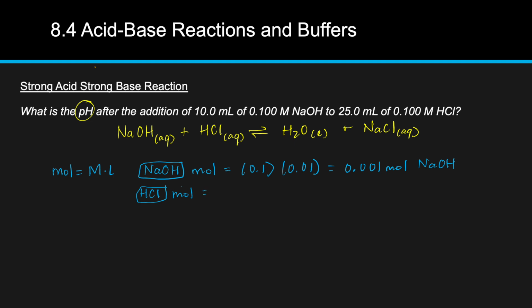And now we're going to do the same thing for HCl. So we're starting with, again, 0.1 molar, but this time we have 25 milliliters, so that'd be 0.025 liters. So for that, we get 0.0025 moles of HCl. So going back to our original idea of limiting reactants, if all of this is 1-to-1 ratio and we have less NaOH, the NaOH is going to run out first. So NaOH is going to be our limiting reactant. So we're going to have excess HCl.